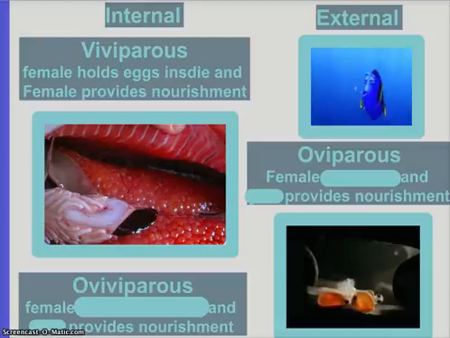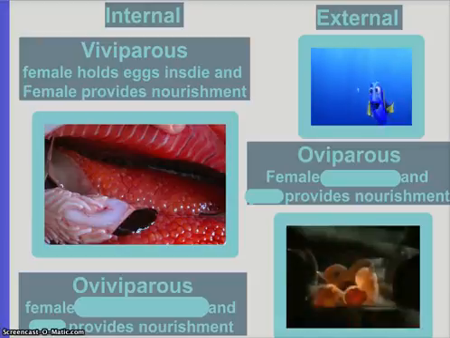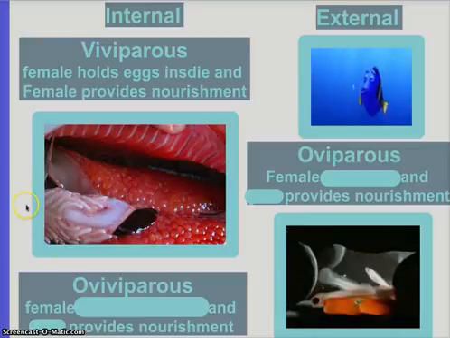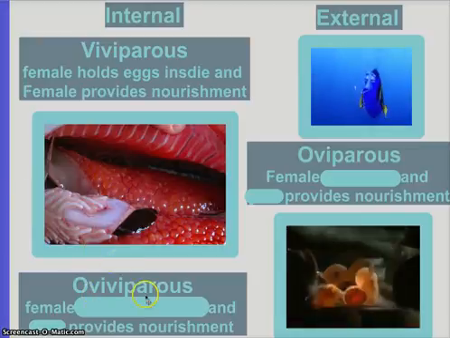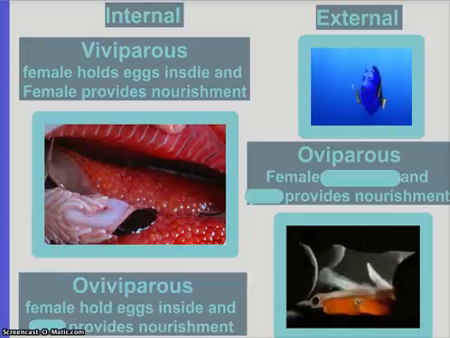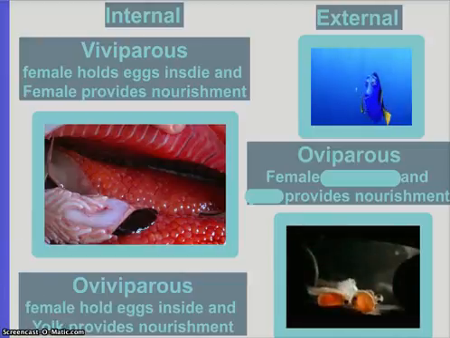So Ashley mentioned something about yolk. These eggs would not have that. The mother provides the nourishment, kind of like how we provide nourishment for our young. Oviparous is also internal, and the female holds the egg, but the yolk provides the nourishment.